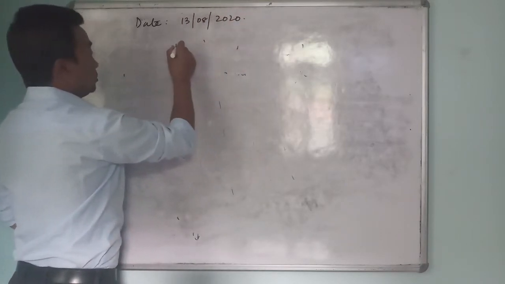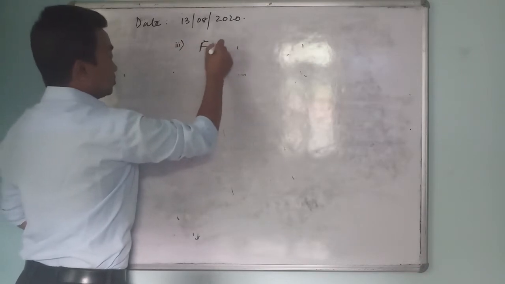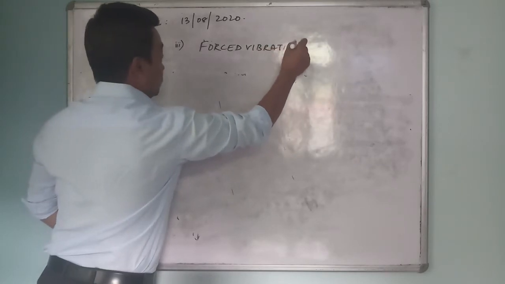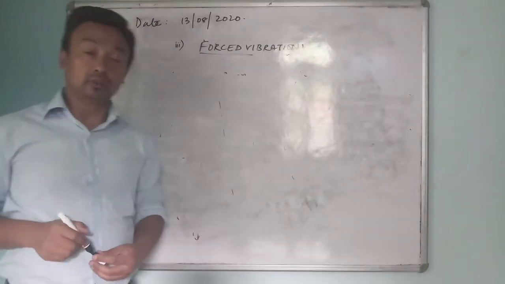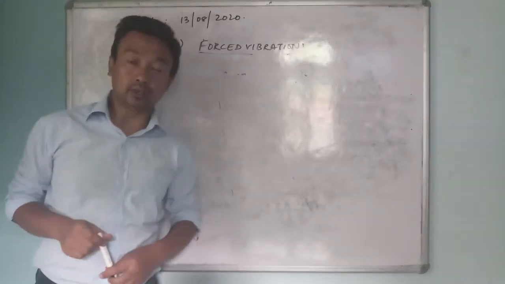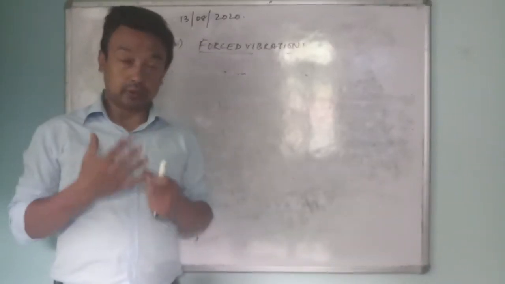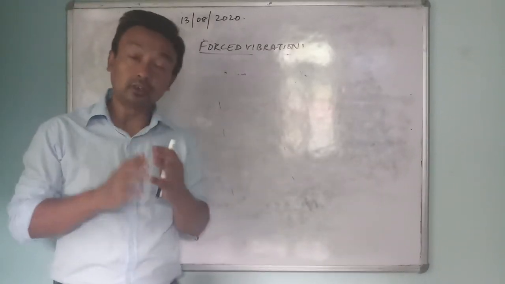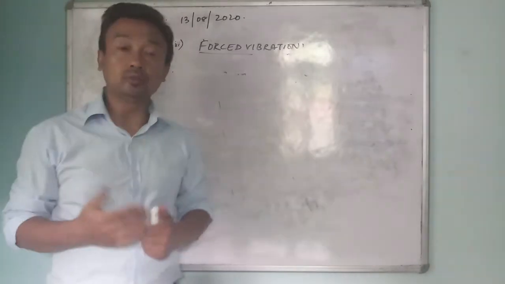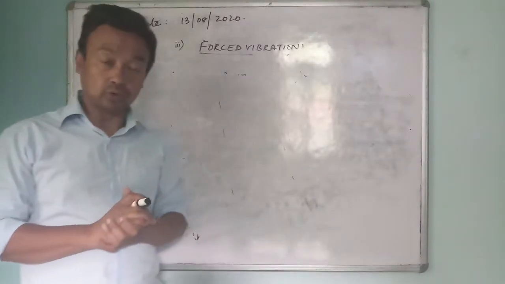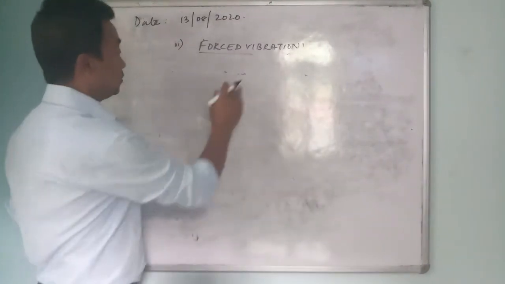2020, and we are going to do the third type, that is the forced vibrations. As the term suggests, forced, it has been forced by something. Okay, so now what happens is, in forced vibrations, the vibrations of a body take place under the influence of some external periodic force. When it acts under the influence of some external periodic force, then that type of vibration is called forced vibration.